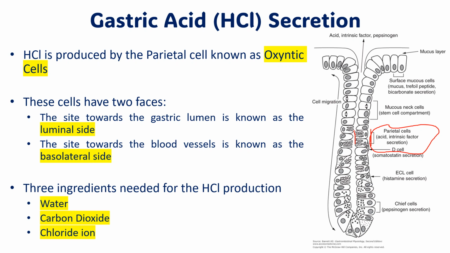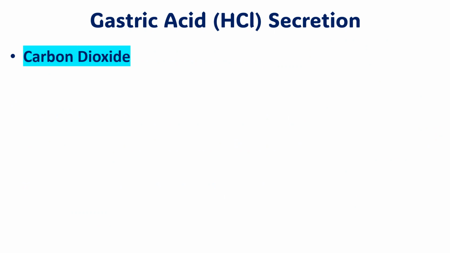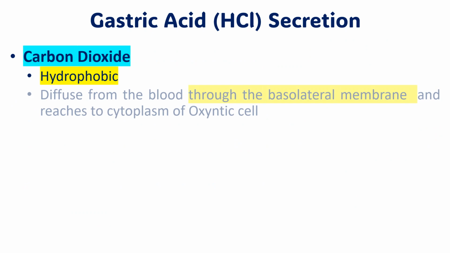I have told you there are three important key players. The first one is carbon dioxide. Where does it come from? This carbon dioxide is basically hydrophobic in nature, so it can diffuse directly into the cells. It diffuses from the blood through the basolateral membrane, which is the membrane toward the blood capillaries. So carbon dioxide diffuses from the blood through the basolateral membrane and reaches the cytoplasm of the oxyntic cells.